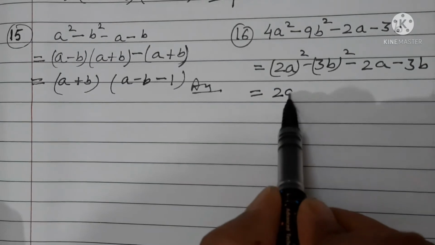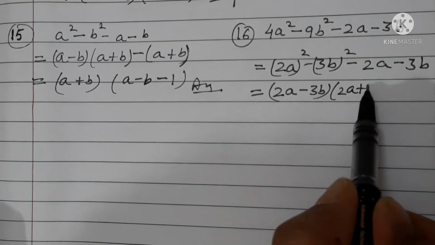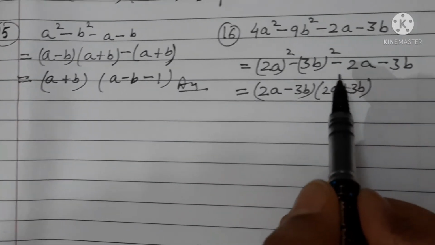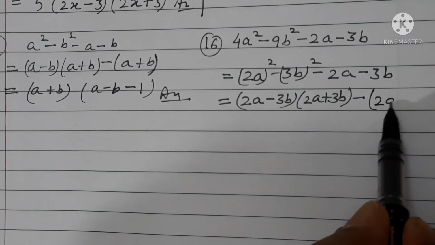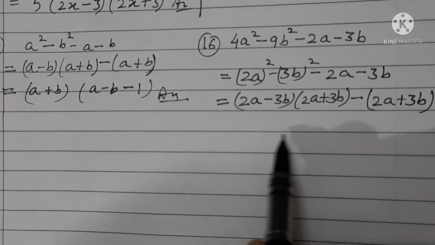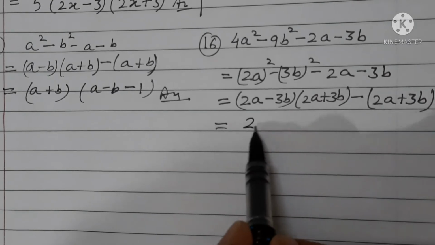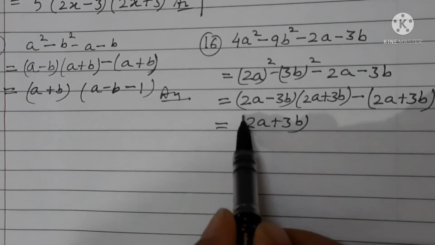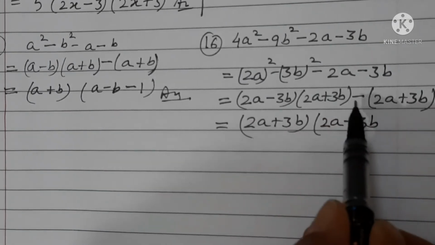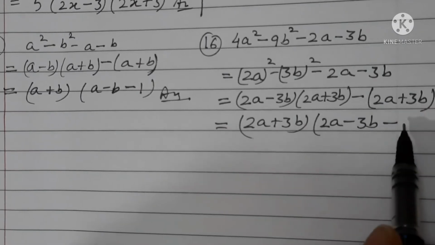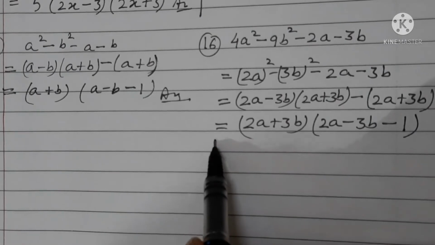So here you can write (2a − 3b)(2a + 3b), and in the remaining part you can take minus common, and in the bracket 2a + 3b. So you can take the one factor which is common, 2a + 3b, and the other part here is 2a − 3b, and minus, since we have taken it common, and 1 only here. So this is the answer.